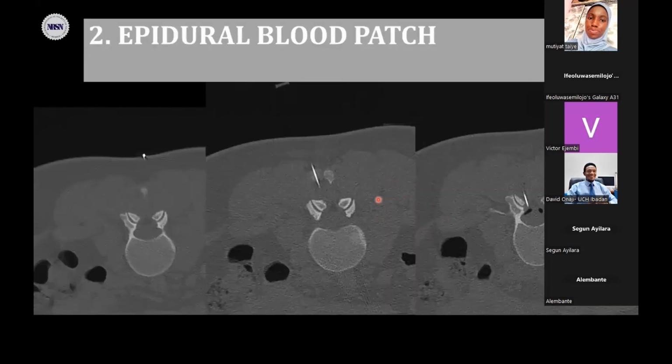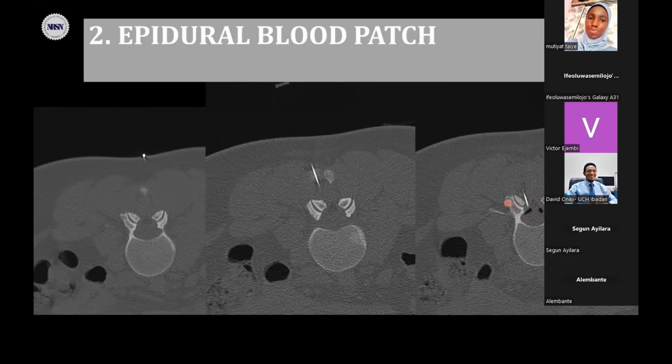So this is a CT guided image where we use the needle, we get to the epidural space, and we confirm that we are not in the thecal sac. Then we go on to do the placement of the venous blood from the patient. The volume injected depends on the tolerance of the patient and the onset of radiculopathy. If the patient is not feeling any pain, then you want to put as much blood as possible, because it serves as a tamponade and it closes off the defect.